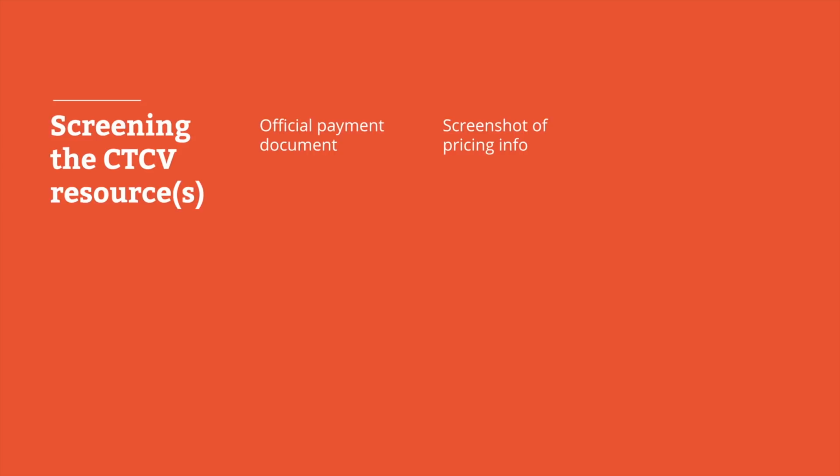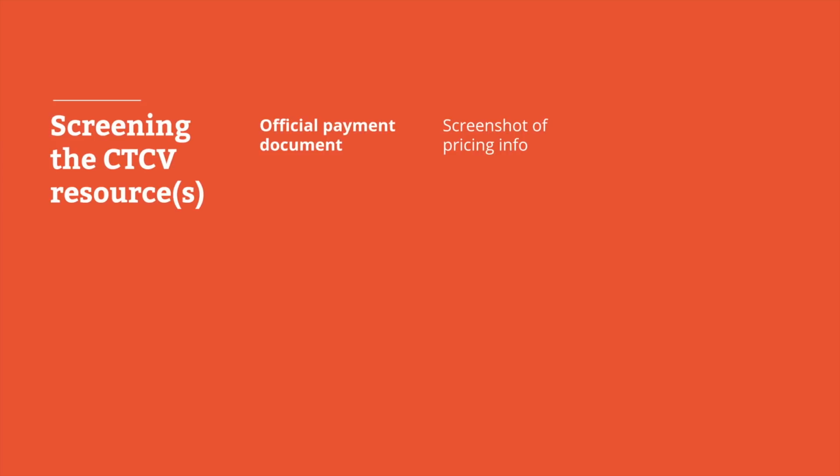The second type of acceptable payment information is a screenshot of pricing information. Now, this is where we start to differ from special requests just a little bit, because in CTCVs, we are able to accept screenshots as payment information. I'll dive more into that in just a bit, but first, let's talk about official payment documents.